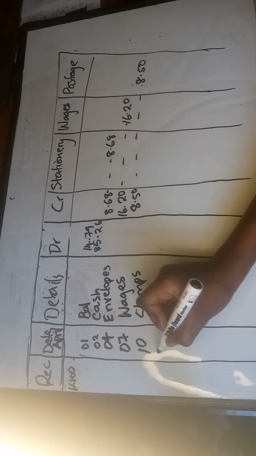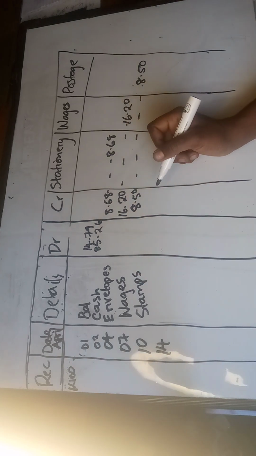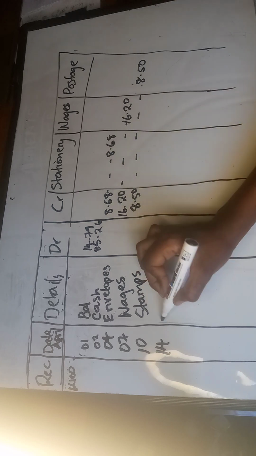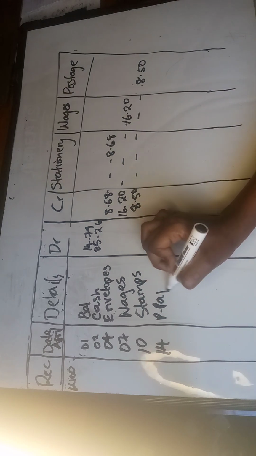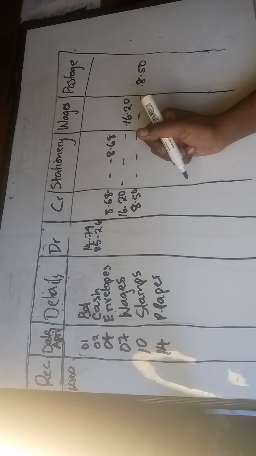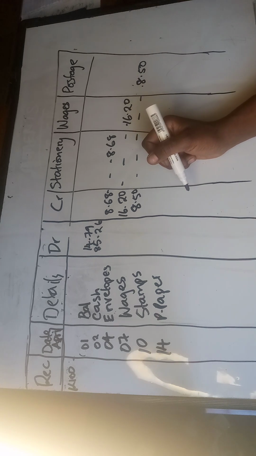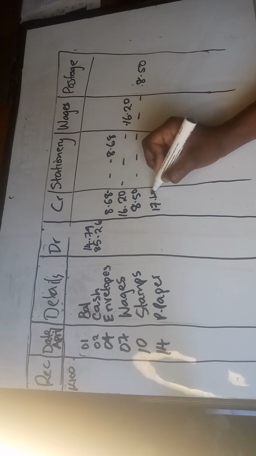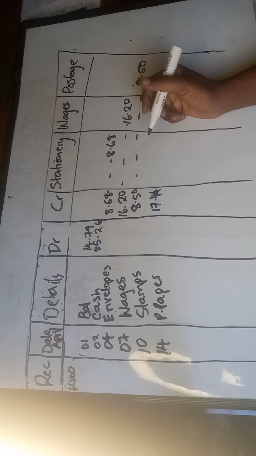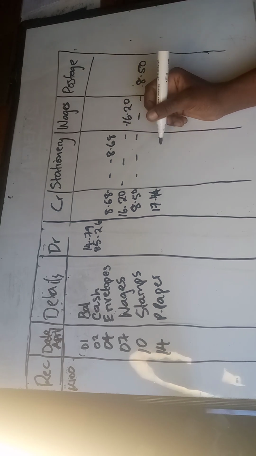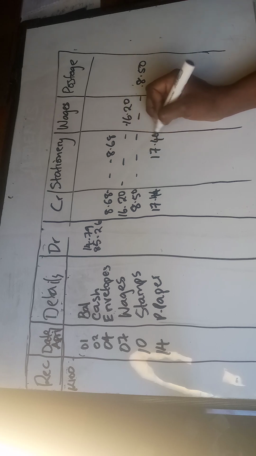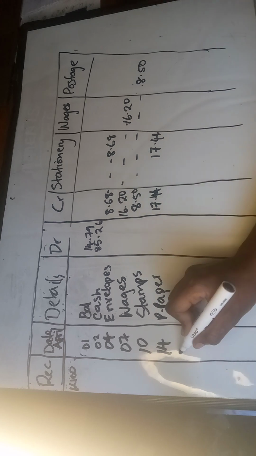Then we go to 14th April, so you're going to put 14th, and then bought printing paper. Okay, due to lack of space, I will write it like that. Bought printing paper. This is definitely stationery. So bought printing paper at 17 kwacha 44 ngwe. When you're buying, money is going out, so 17 kwacha 44 ngwe. And then you're also going to make this recording under stationery, 17.44. Then we go to 17th.